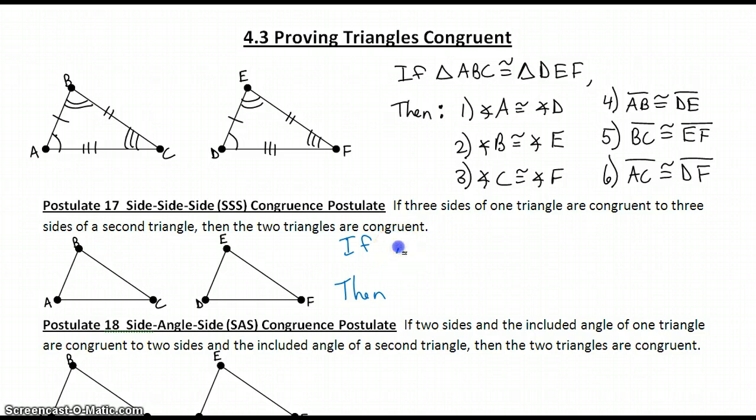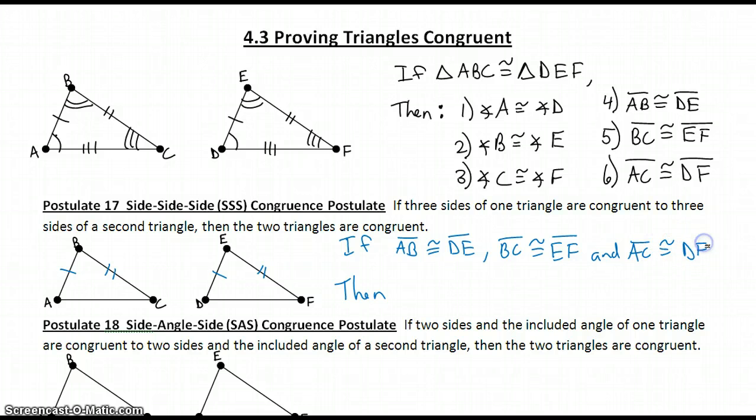In this example, if AB is congruent to DE, BC is congruent to EF, and AC is congruent to DF, then we don't need to know anything about the angles to conclude that our triangles are congruent.